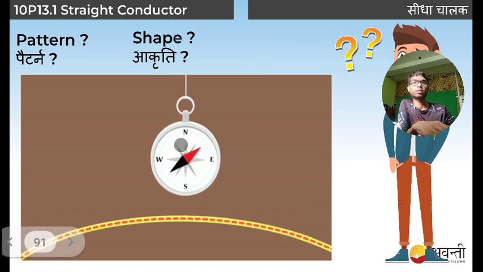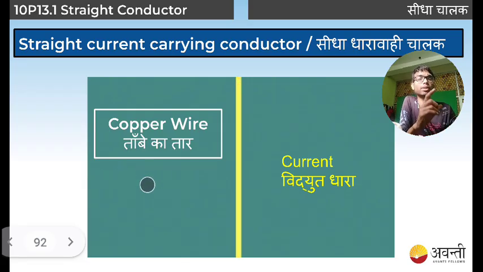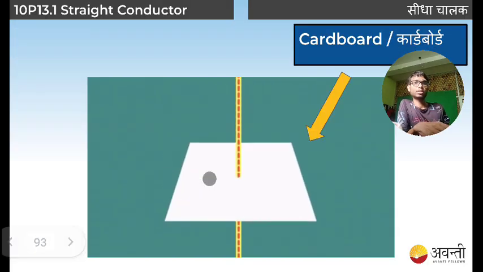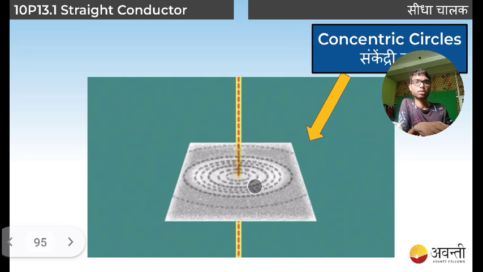Here: pattern, shape, copper wire, current. This is a straight wire. When a compass or magnet is brought near, something will happen. Cardboard, iron filings around this wire. What is happening? This is a pattern.